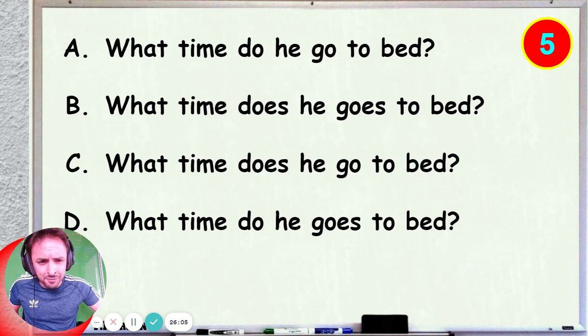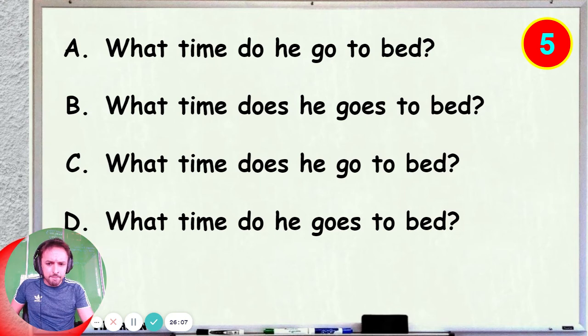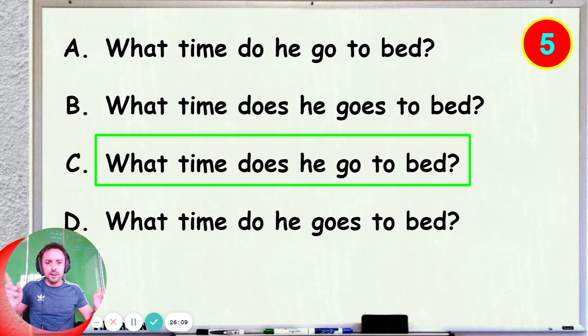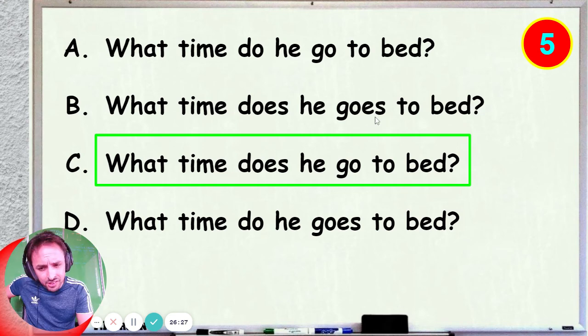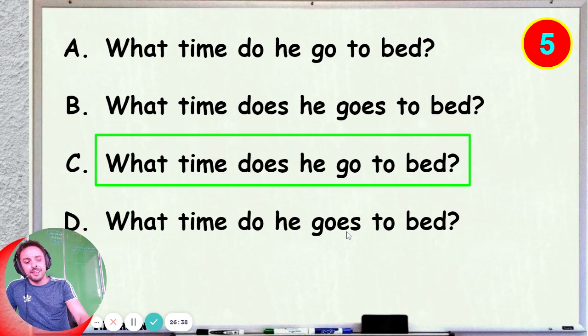Okay, last one. Number 5. Is it A, B, C, or D? It is C. What time does he go to bed? A. What time do he? Not do he. Does he? What time does he goes? For this one, when it's a question, you don't add es. So it's what time does he go to bed, not what time does he goes. And what time do he goes? It's not do he, it's does he, and it's not goes to bed, it's go to bed.